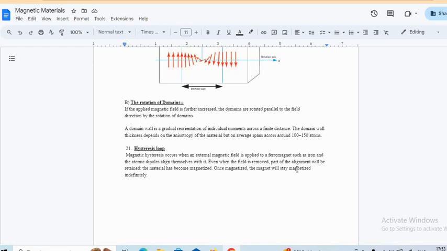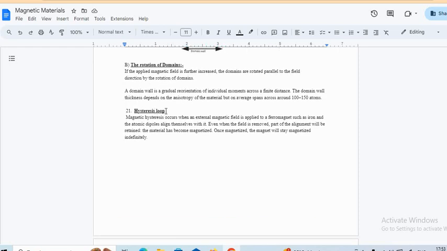Now an important thing that comes here is known as the hysteresis. Magnetic hysteresis occurs when an external magnetic field is applied to a ferromagnetic material. So remember, it's a ferromagnetic material. The atomic dipoles, that is the magnetic dipoles, align themselves. But when the field was removed, part of the alignment will be retained. So it retains some of the magnetization. This is known as the hysteresis.